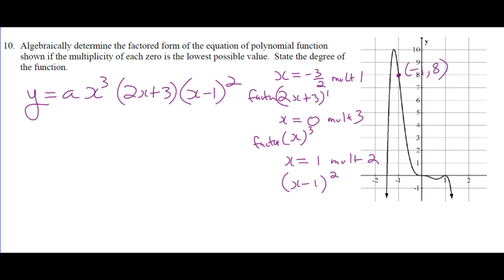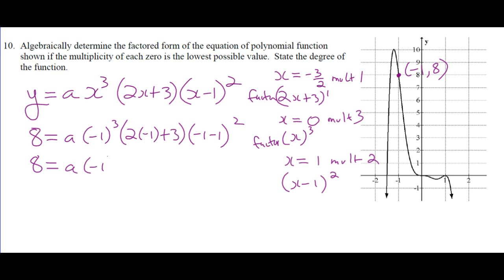So I know negative 1, 8 is on here. So if I put in what for y? 8, and I put in what for x? Negative 1. So this is 2 times negative 1 plus 3, which I think is 1. And this is negative 1 minus 1, which is negative 2 squared, which is 4. So I've got 8 is negative 4a. So a is negative 2. So it's negative 2.